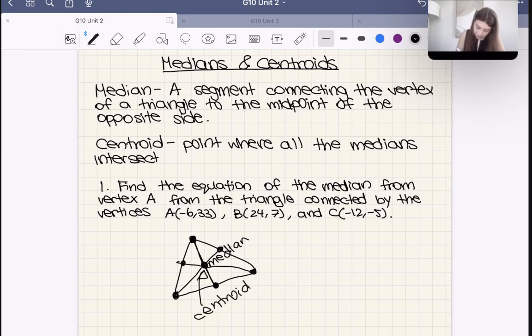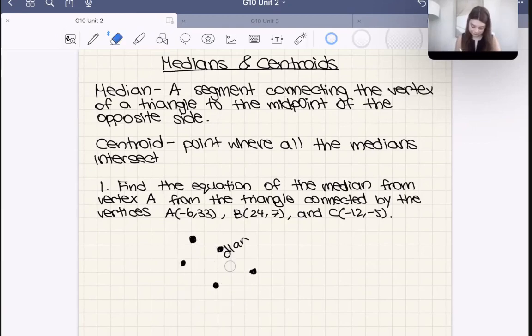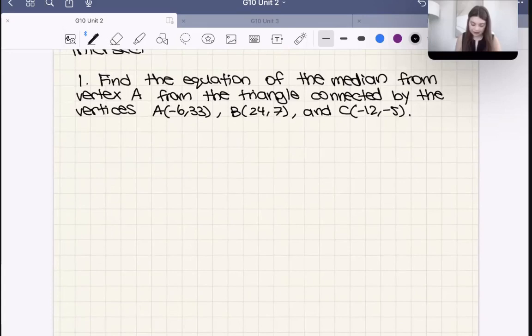because that's the point in the middle where every median with every vertex to the corresponding opposite side connects, where they meet. And so that's just kind of basic definitions there. I just wanted to kind of show a quick example of what we mean when we say the median. Okay. So now that we have that out of the way, let's go ahead and try an example.